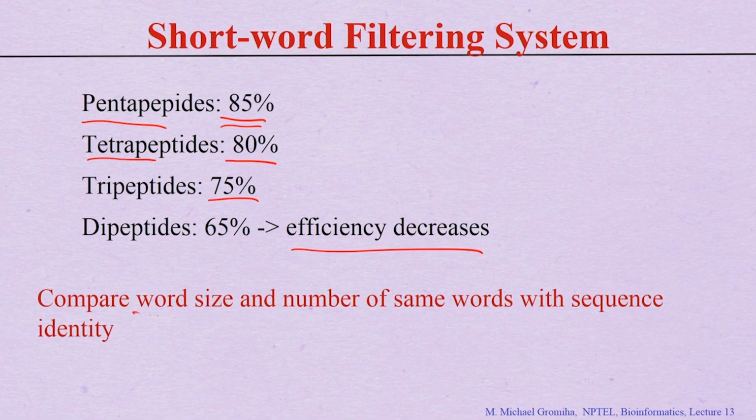So, there is a word size and another one is the number of same words, to identify the sequence identity. There are two conditions: one is the word size and the second is the number of same words, how many times the same words appear at different locations. So, how does CD-HIT work? It uses clustering techniques.